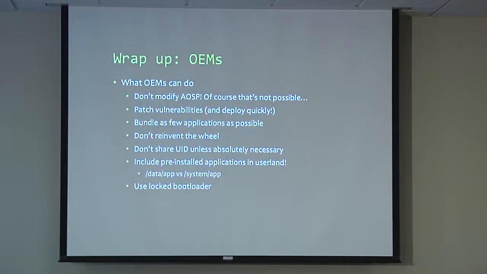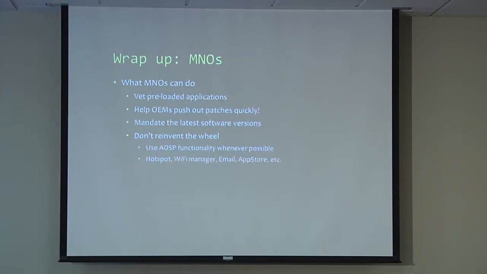What can OEMs do? Don't modify AOSP. Duh, that's not going to happen. Patch vulnerabilities and deploy quickly. Don't bundle a ton of applications. Put them in data app instead of system app so the users can remove them if they don't want Roller Coaster Tycoon. And use the bootloader. MNOs can vet the preloaded applications. They can help the OEMs quickly push a patch, right? Anyway, don't reinvent the wheel.